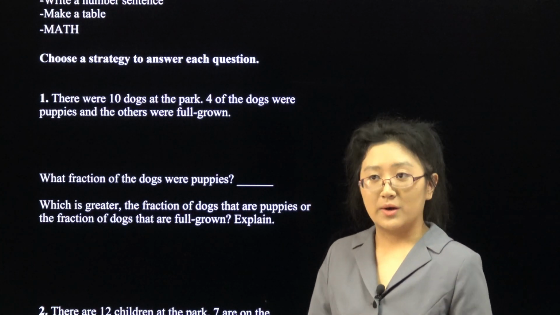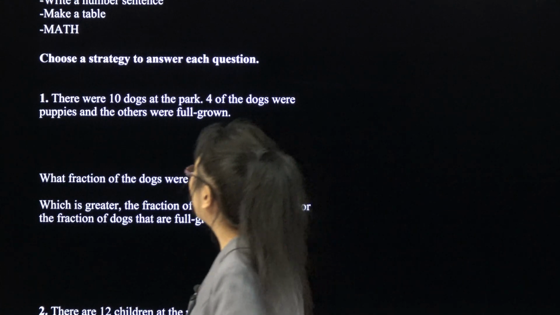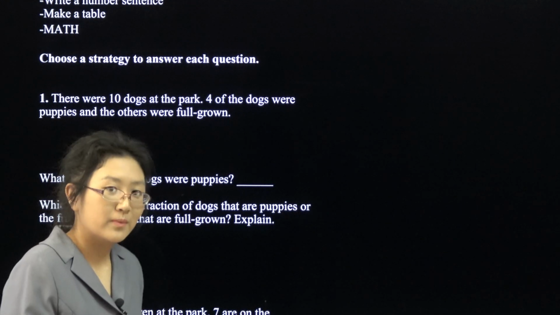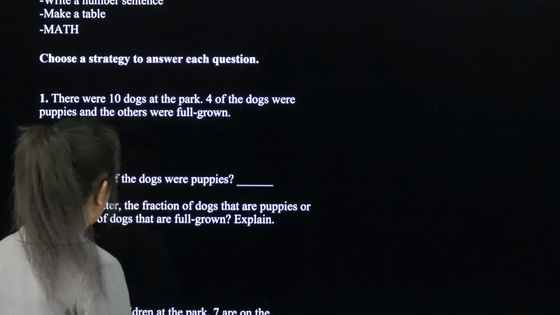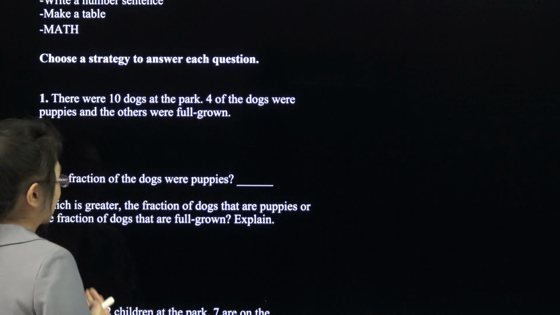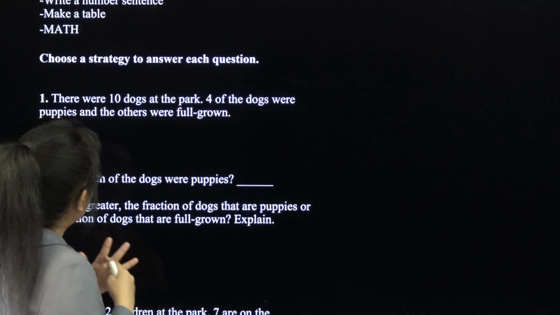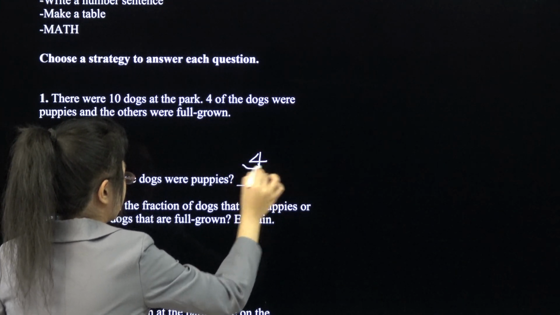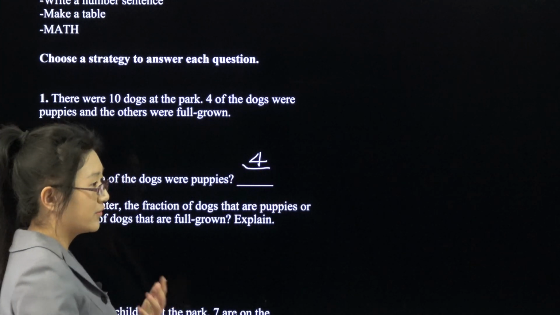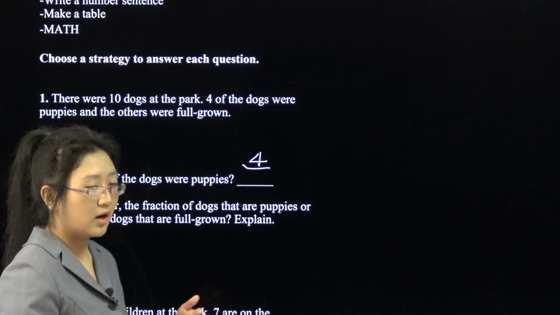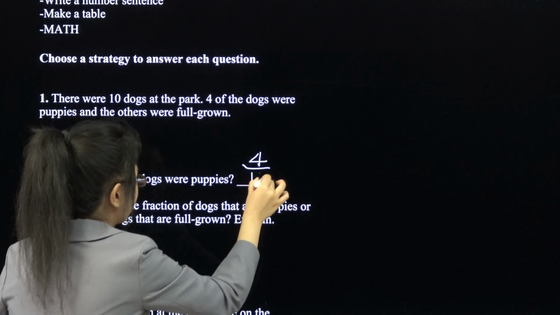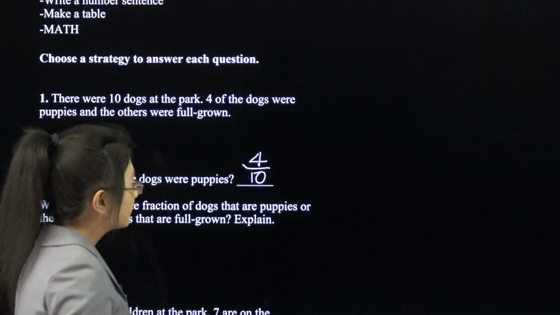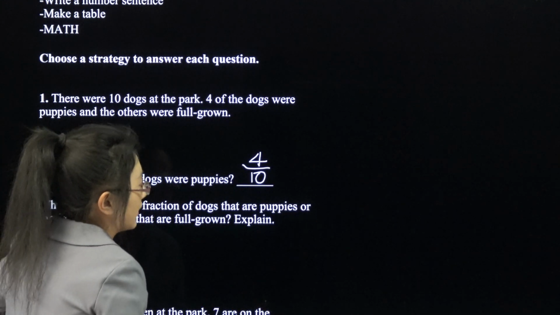So interestingly enough, we can't draw a picture, but we're just going to math this. So we have 4 dogs that are puppies and 10 dogs in total. This sounds like a fraction, and it is asking for a fraction. What fraction of the dogs were puppies? So since 4 of the dogs were puppies, then that would be the number on the top, the numerator. And the total number of dogs would be the number on the bottom, 10. So it's 4 puppies over 10 dogs total.